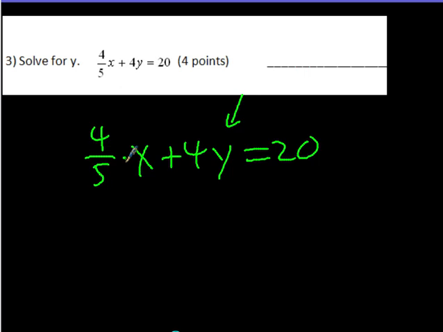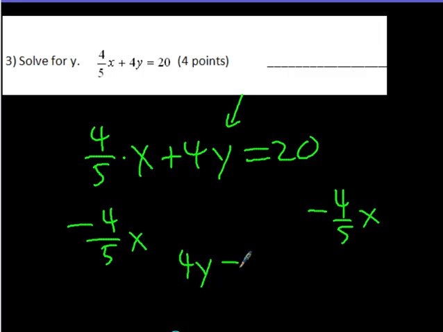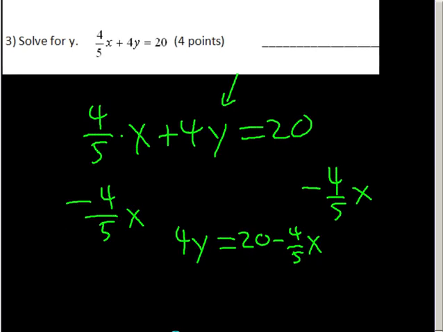Okay, so I'm going to undo, right? I want to get y by itself. Here it is. Right now I have 4/5 of x. So I'm going to subtract 4/5 of x from both sides. That's going to leave me with 4y equals 20 minus 4/5 x. Doesn't really matter what order I am over here on this side. I'm not graphing, I'm just solving, right?